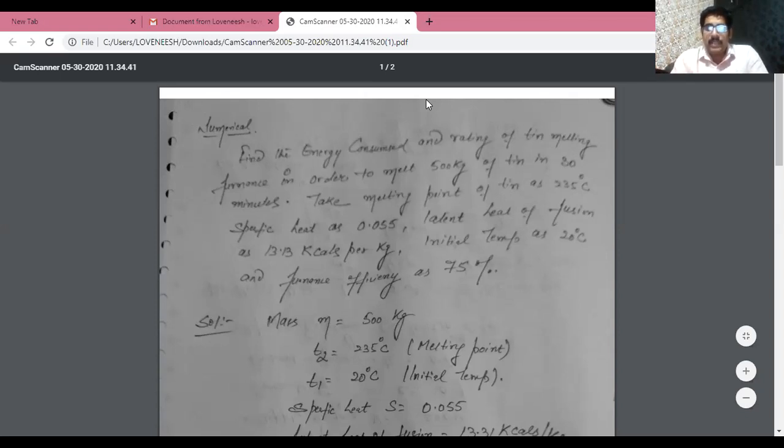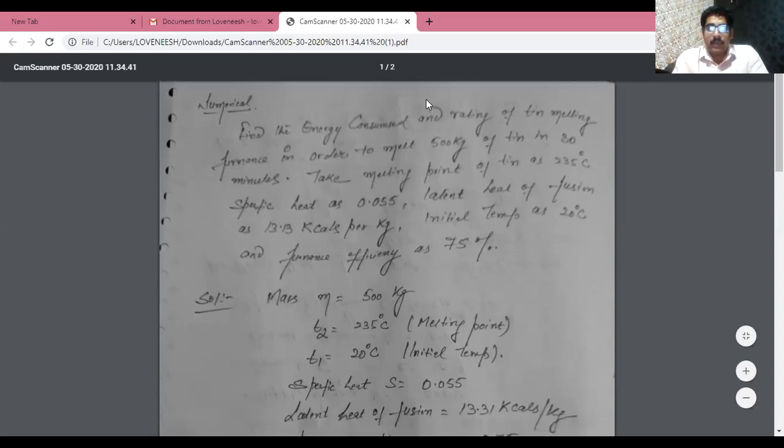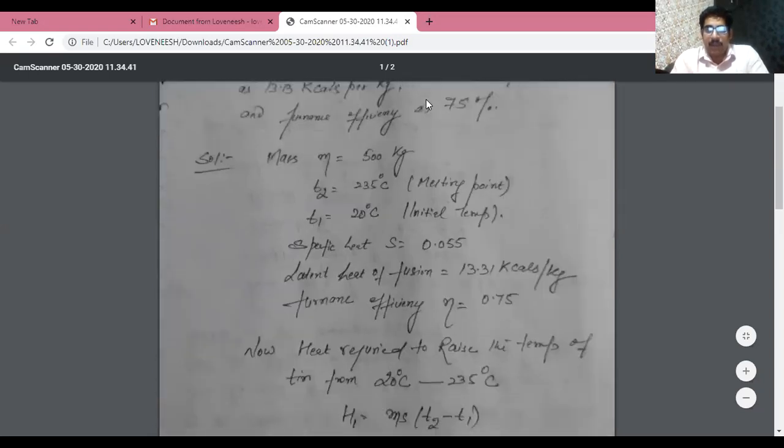Now, according to the given data, the mass is equal to 500 kg. The melting point temperature, that is T2, is 235 degrees centigrade. The initial temperature is 20 degrees centigrade. Specific heat S is equal to 0.055. Latent heat of fusion is 13.31 kilocalories per kg, and the furnace efficiency is 0.75.